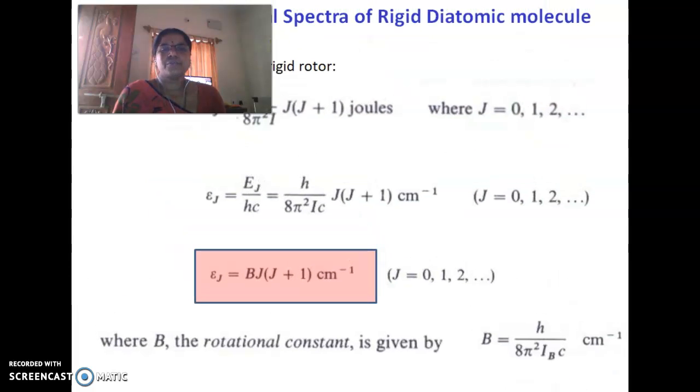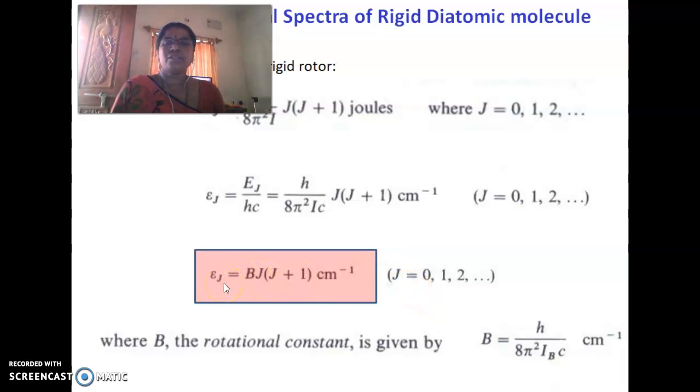Now we are going to explain the rotational spectra of a rigid diatomic molecule. So the rotational energy levels for rigid rotor, finally, what you have written? This one I have already explained. J is the rotational quantum number. Our rotational levels are 0, 1, 2, 3, like this, all constant. Finally, we got epsilon j is equal to B of j into j plus 1 centimeter inverse. Now we have to substitute those values in this one.